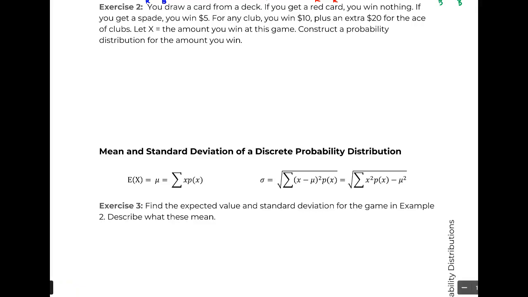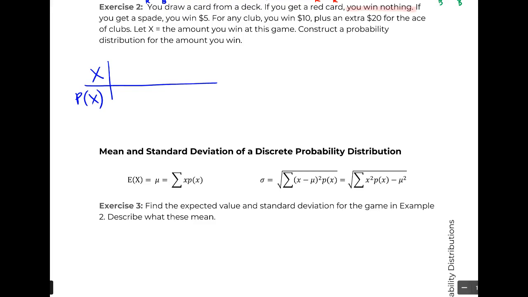So exercise 2 you should have tried on your own before coming here. But in this case, we're looking at the amount of money you could win from a card game and the probability of those occurring. So remember, you want to start with figuring out what are the different amounts you could win. So reading through this, you could win nothing.